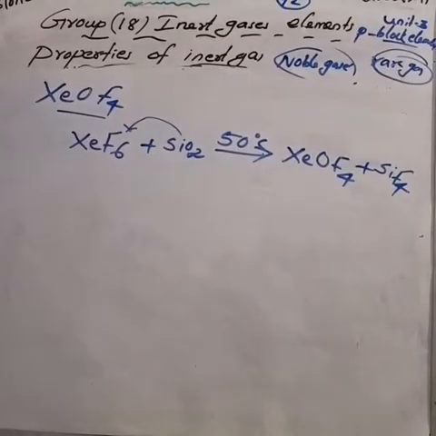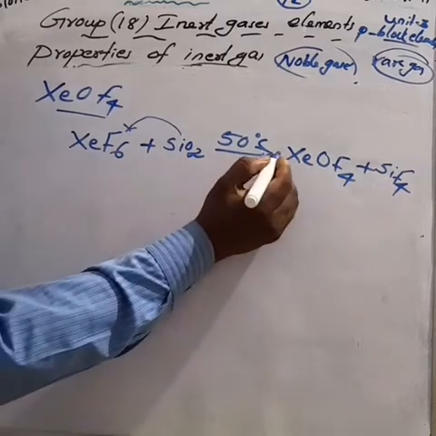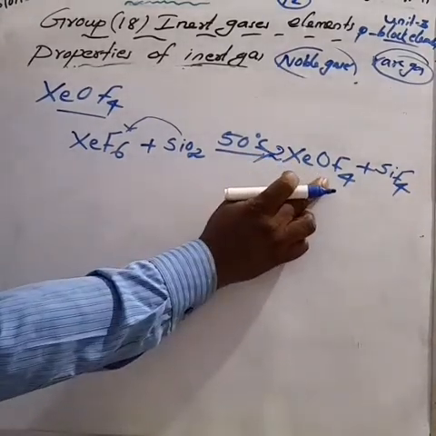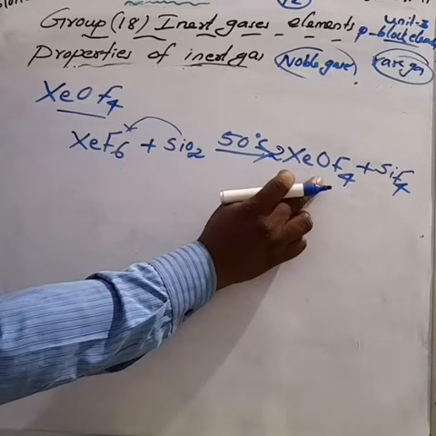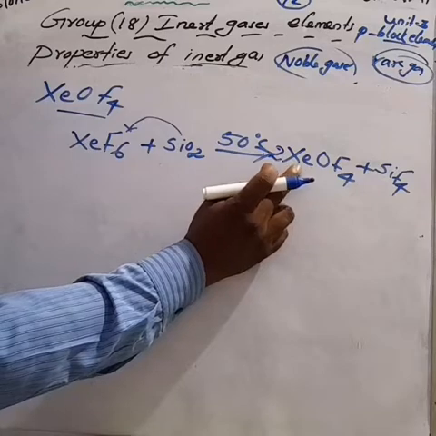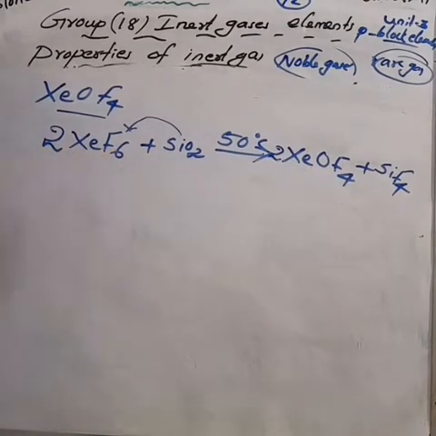How can you balance the equation? Here the reactant side has silica, with oxygen 2. So make the product side 2 oxygen, that is 2XeOF4. Am I right? If you make 2 here, the oxygen is balanced. What about the xenon in the reactant side? That also make it 2. Now the equation is balanced. Am I right? Next one.